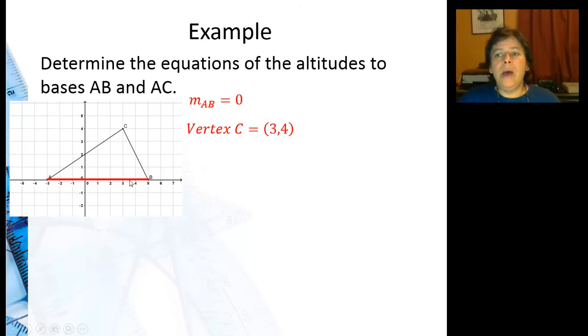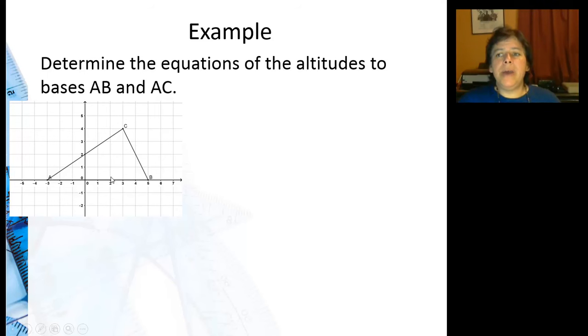Finally, I could use the point slope formula, except that it's a vertical line, and that's not really going to work so well with the point slope formula. So graphically, I can see that it's just a vertical line going through point C where x is always 3. So the equation of the line is x equals 3. That is the altitude to base AB.